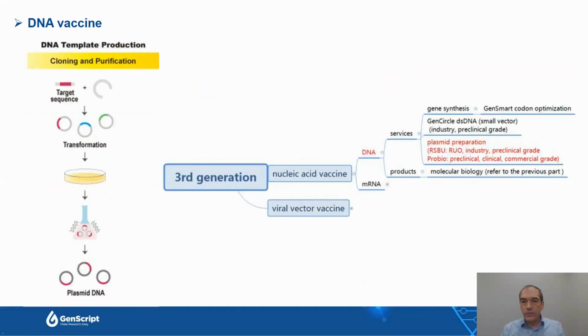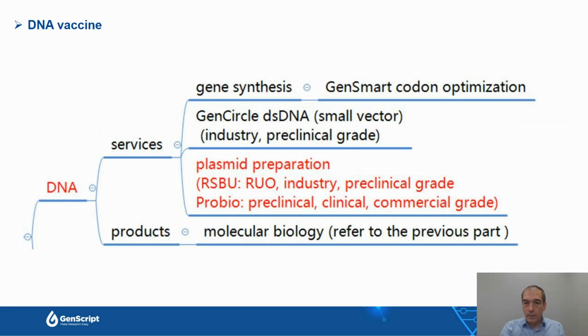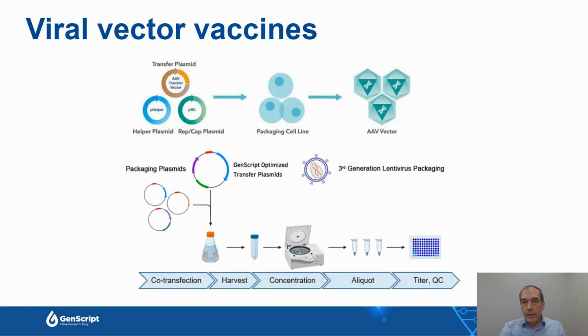For DNA vaccines, of course, we can produce, as I mentioned already, a lot of the plasmids. We can start from gene synthesis, codon optimization. We can produce gene circle, and we can produce the plasmids that you require, and we have a lot of strong offerings in the molecular biology area. This is more detail on that part.